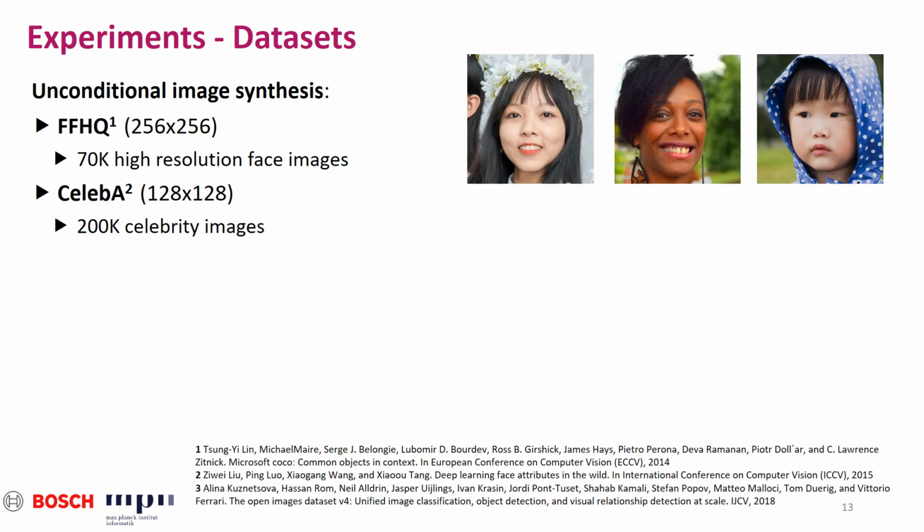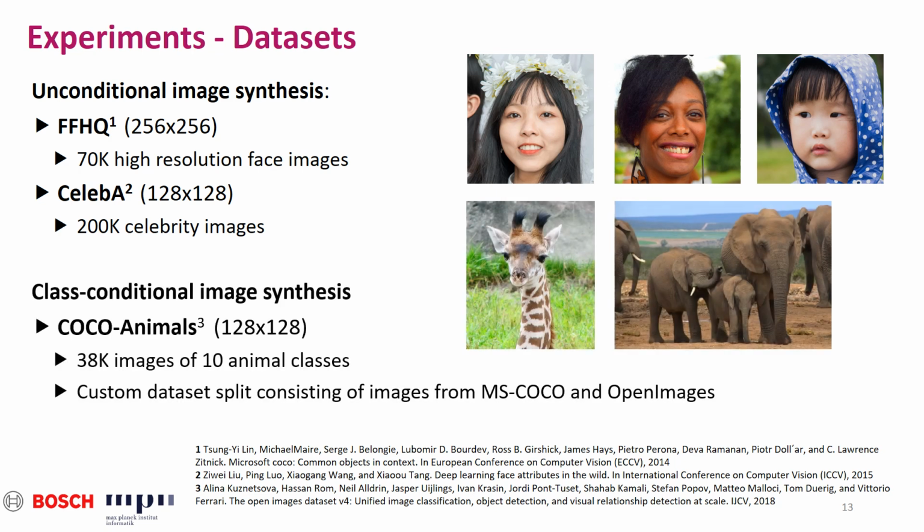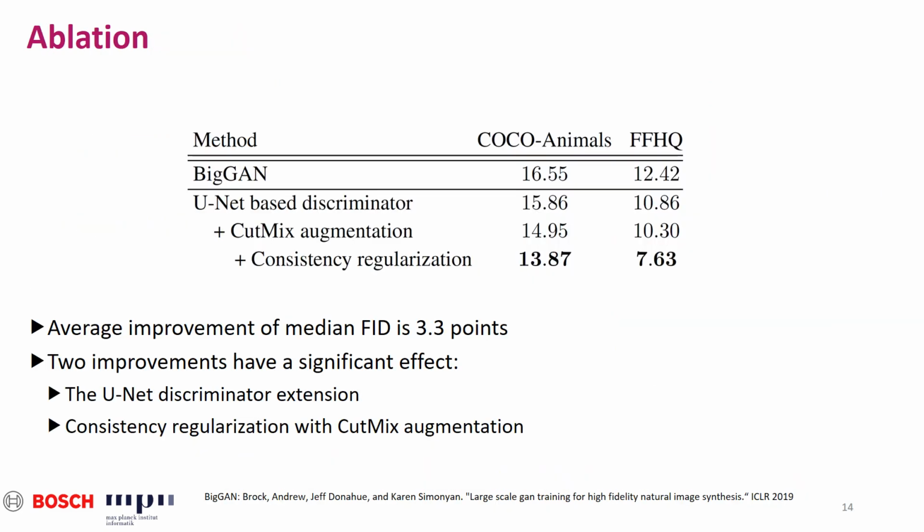The datasets we use for our experiments are the following. The CelebA and FFHQ datasets of faces are used for unconditional image synthesis on resolution 128 and 256. For class conditional image synthesis on resolution 128, we make use of the Coco Animals dataset, containing 10 animal classes. We use Coco Animals and FFHQ to assess the effect of our proposed changes. For our experiments, we take the state-of-the-art BigGAN as baseline. We turn the discriminator of BigGAN into a unit by adding the decoder and the skip connections. We did not change any of the learning parameters.